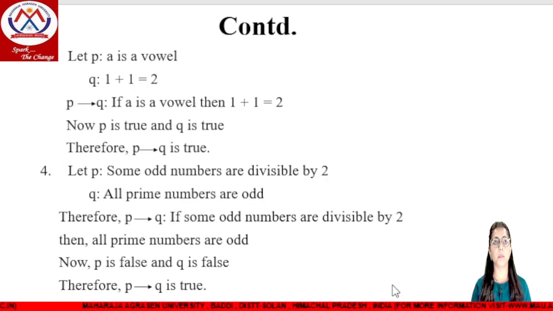Let us see the example. Let P be "A is a vowel" and Q be the statement 1 plus 2 is equal to 2. So how can we take P implies Q? If A is a vowel, then 1 plus 2 is equal to 2. Now P is true and Q is true, so therefore P implies Q is also true, because the first statement is true and the second is also true.